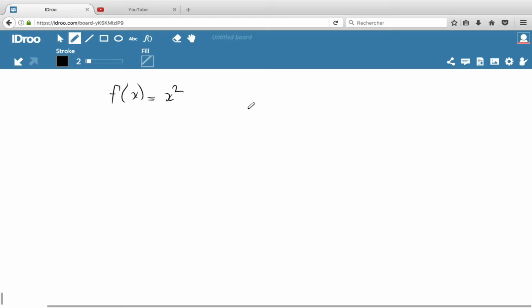Anyway, we have seen a times x to the square. So, for example, 2 times x to the square. h of x equals x minus 1 to the square.